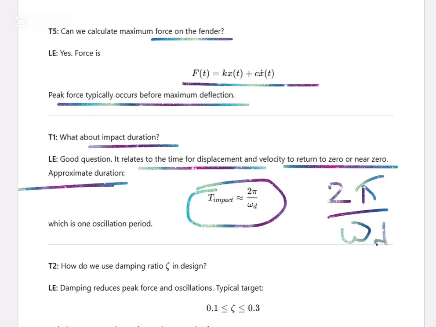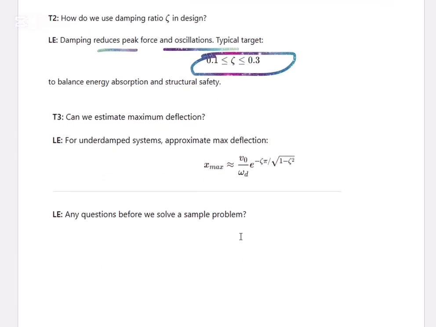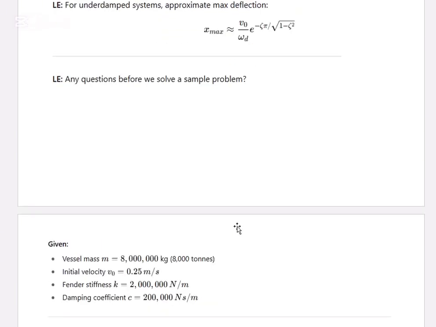How do you use the damping ratio in the design? Damping reduces peak force and oscillations as well. Can we estimate the maximum deflection? Yes, we can get it.